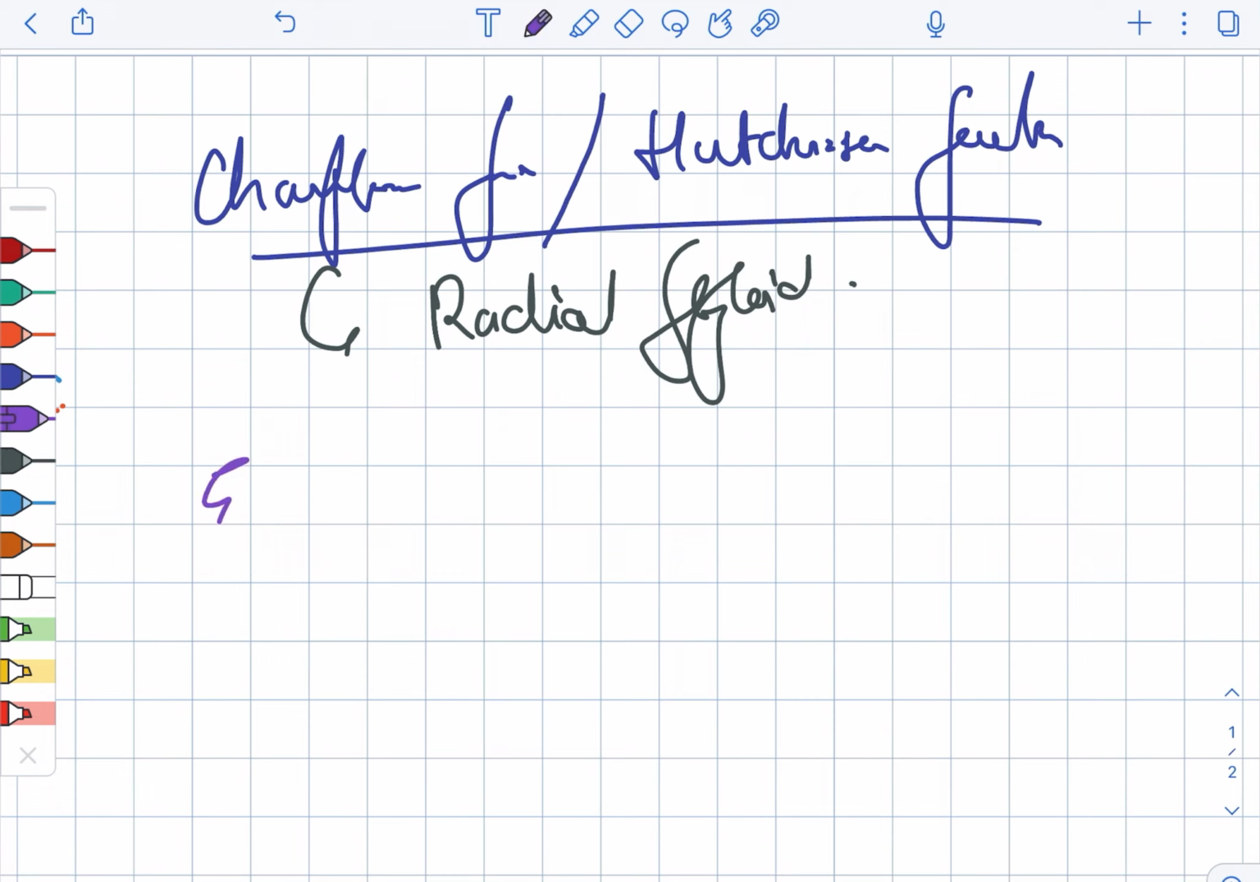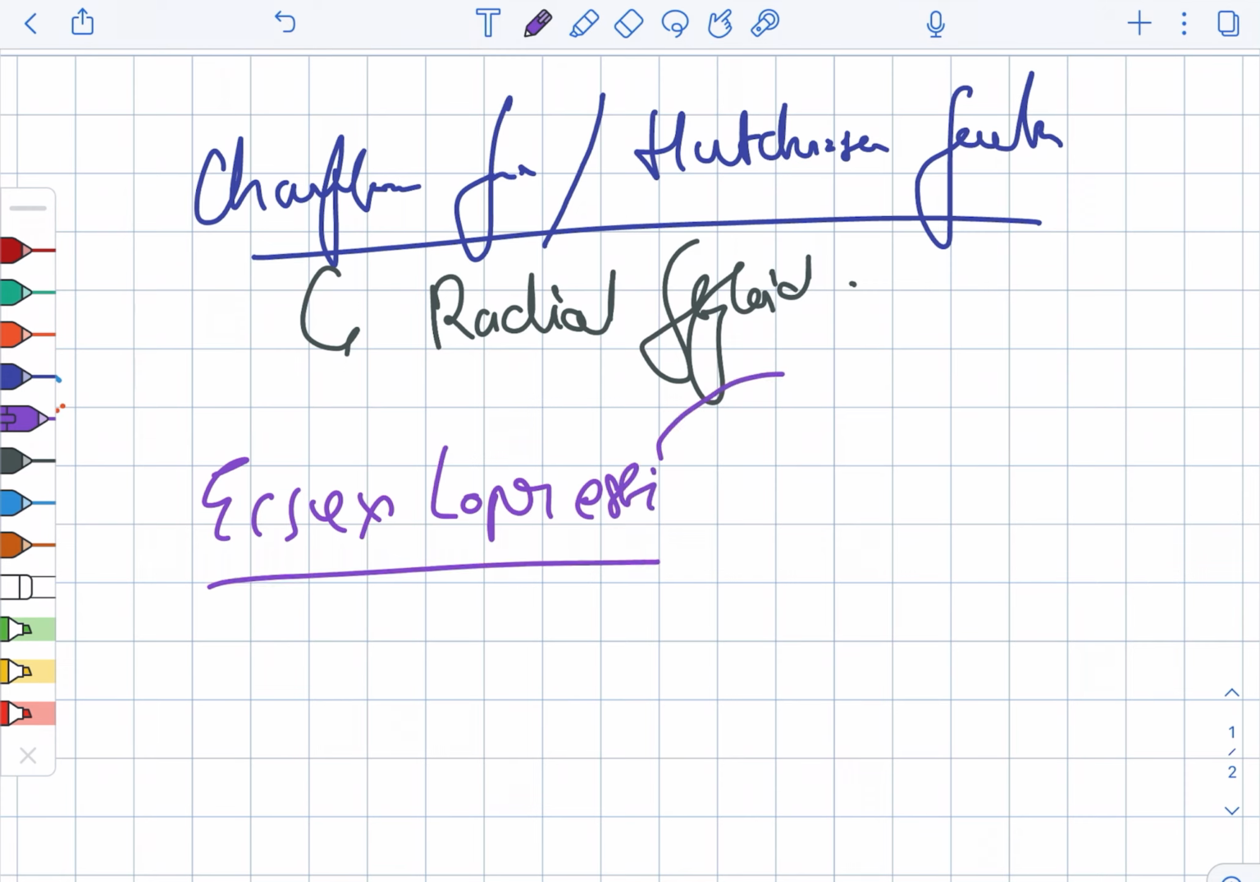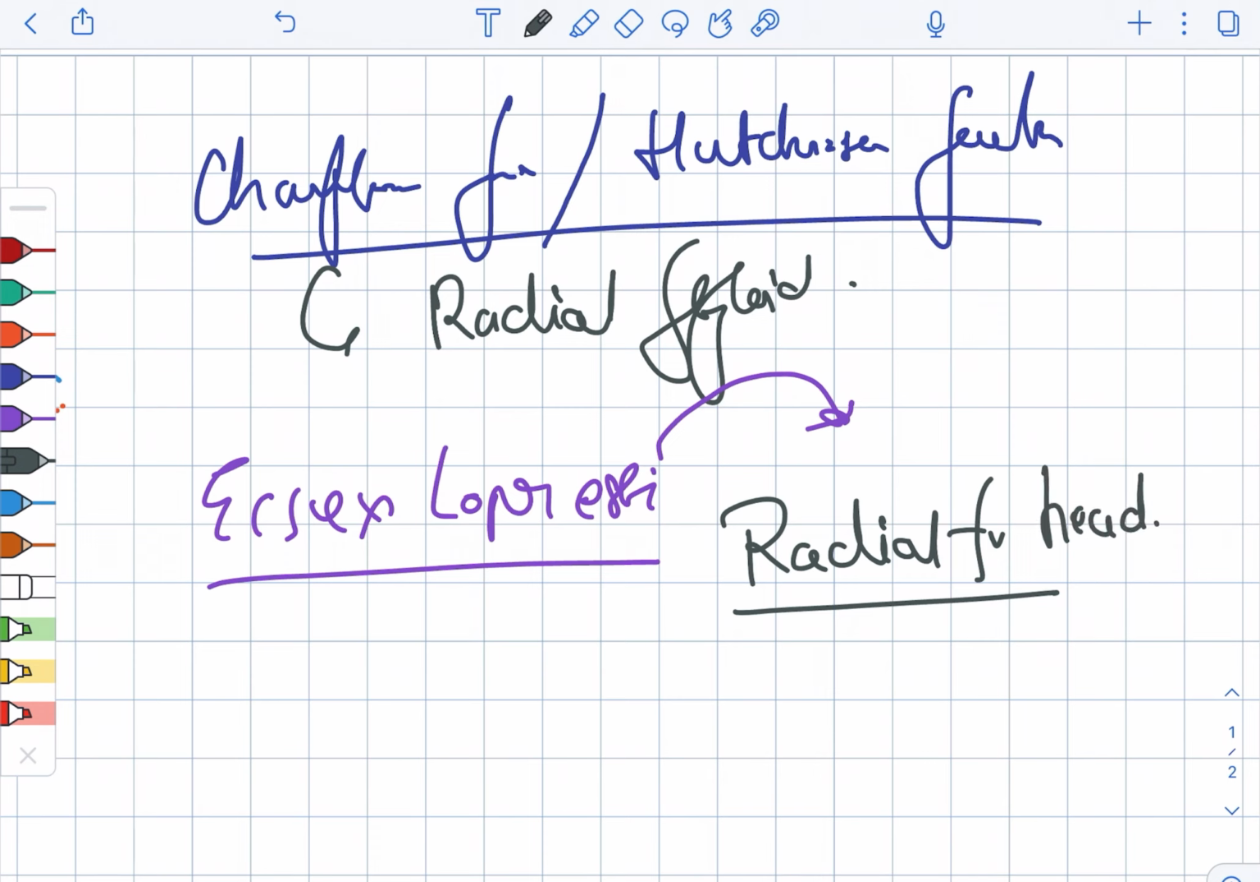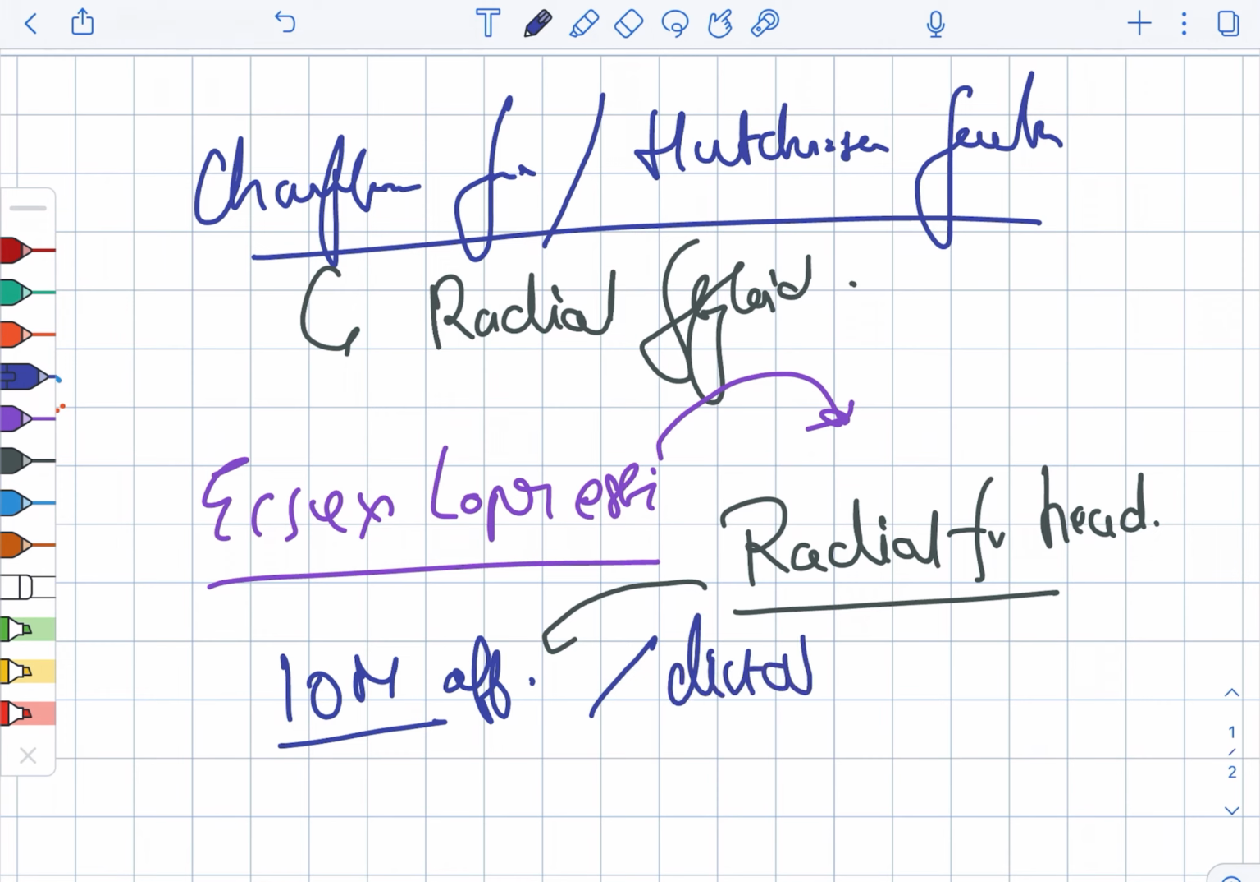Next, we are looking at the Essex-Lopresti lesion. Now, in case of the Essex-Lopresti, it's the fracture of the radial head. So it's the radial head fracture. Radial head is involved, and there's a disruption of the interosseous membrane. Interosseous membrane is affected, and there is disruption of the distal radioulnar joint ligaments.